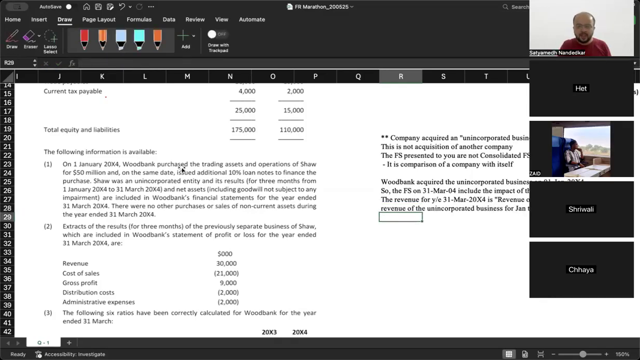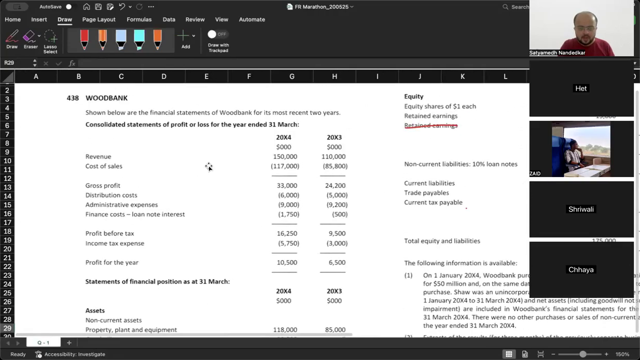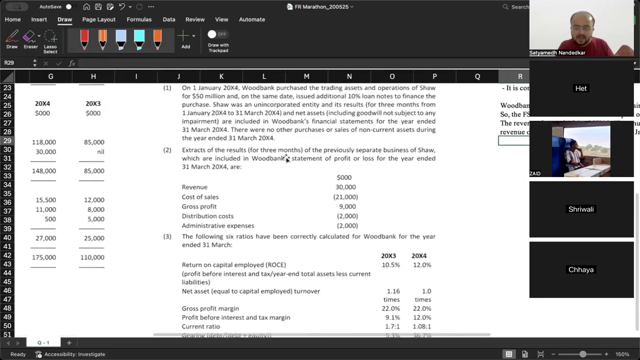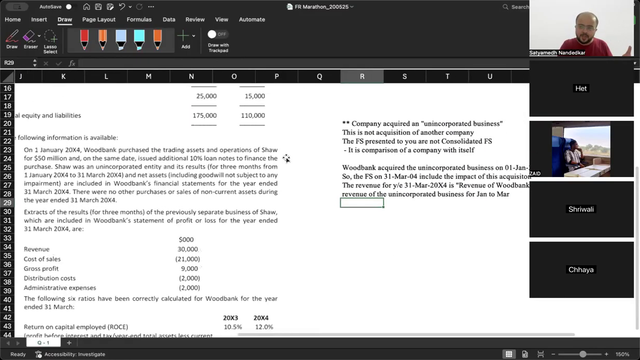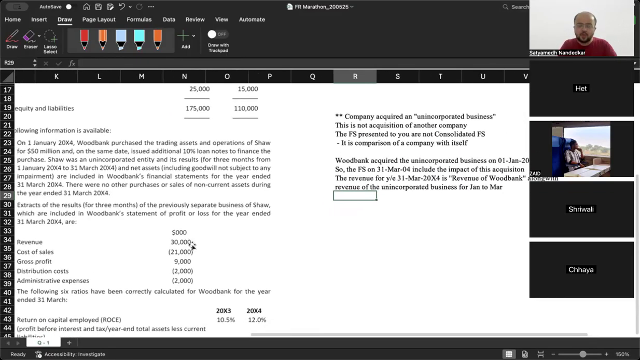Naturally, that 3 months of income will also be included. So this revenue 1,50,000 is revenue of Woodbank plus the total revenue of the unincorporated business that you acquired, 30,000, which is also included here. What they want you to calculate is the return on capital employed of the year 2004, the first four ratios actually, without considering the impact of the company that you have acquired. Okay, let's go.